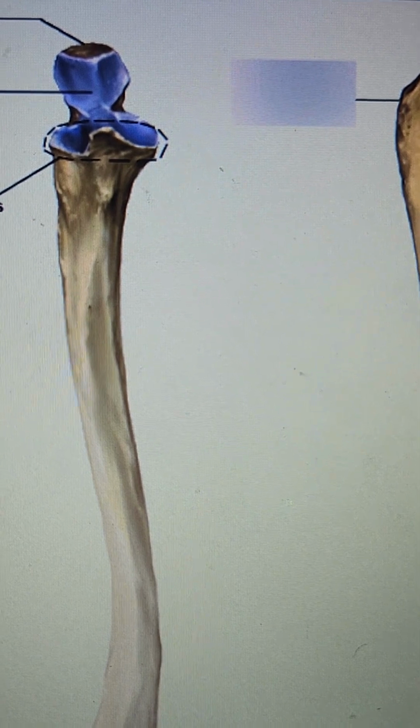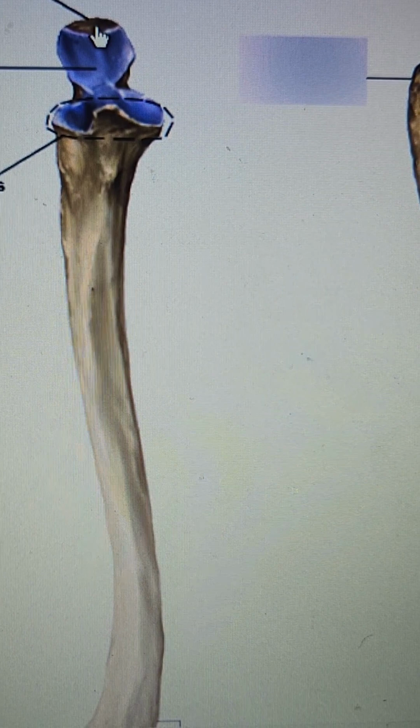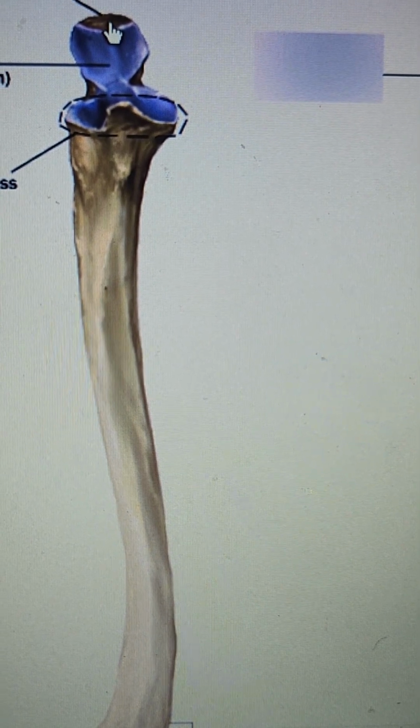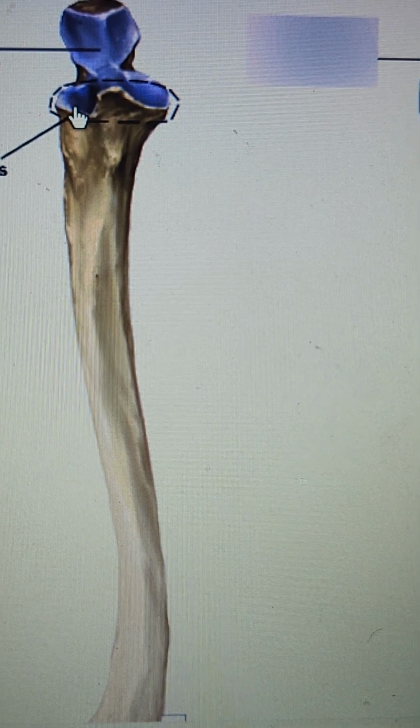Next is the ulna, which is right next to the radius in our forearm. This up here is the olecranon process, and then this is the trochlear notch. This is the coronoid process. Down here on the bottom is the head of the ulna.